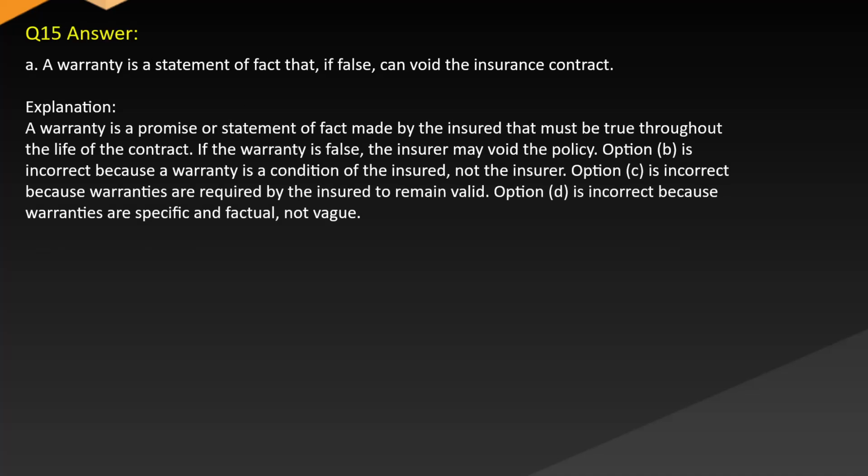Answer A. A warranty is a statement of fact that, if false, can void the insurance contract. Explanation. A warranty is a promise or statement of fact made by the insured that must be true throughout the life of the contract. If the warranty is false, the insurer may void the policy. Option B is incorrect because a warranty is a condition of the insured, not the insurer. Option C is incorrect because warranties are required by the insured to remain valid. Option D is incorrect because warranties are specific and factual, not vague.